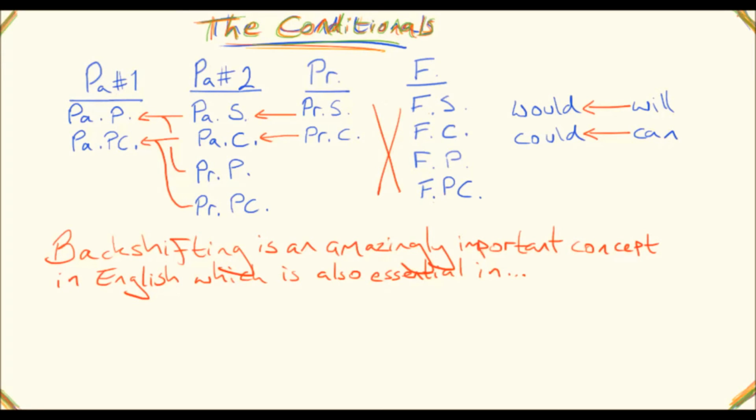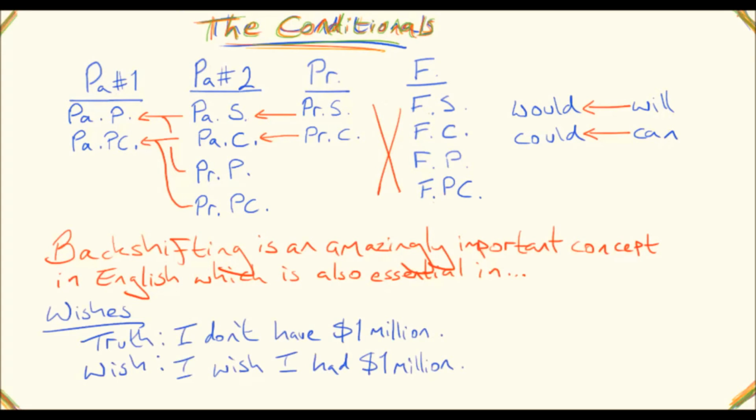Let's have a look at a couple of areas where backshifting is essential. First of all, wishes. Now, I won't go into this in too much detail, but wishes are very similar to conditionals. The truth, I don't have $1 million. Well, that's present simple, right? Do not have. The wish, I wish I had $1 million. So we've made negative become positive, and we've backshifted one tense from present simple to past simple.